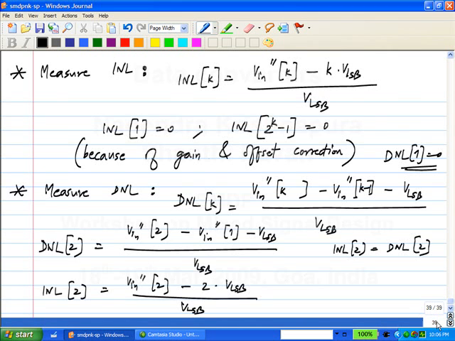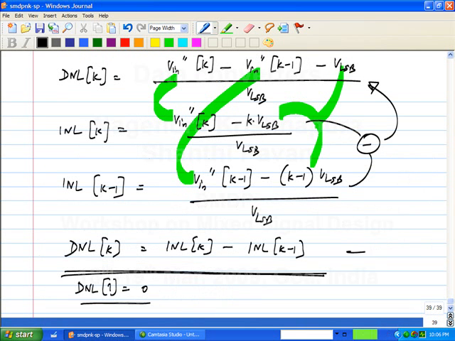Okay, let's imagine only 3 transitions for simplicity. Now by definition we have fixed the first one and the last one. So if the second one moves, if it moves this way, this width is larger. If it moves the other way, this one is larger. Okay, so there will be some interval which will be larger than VLSB. Okay, if you have the DNL. So what does it mean if the interval is larger than VLSB?